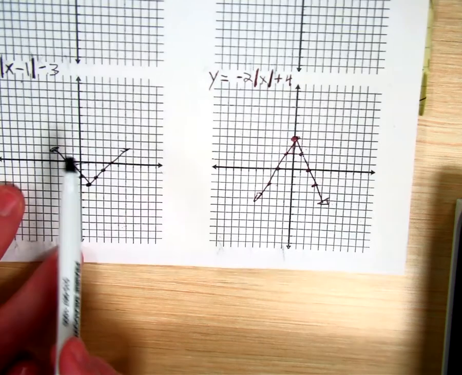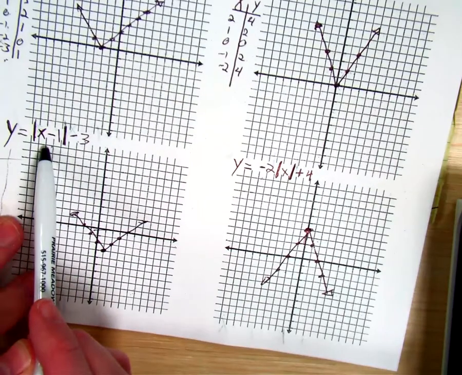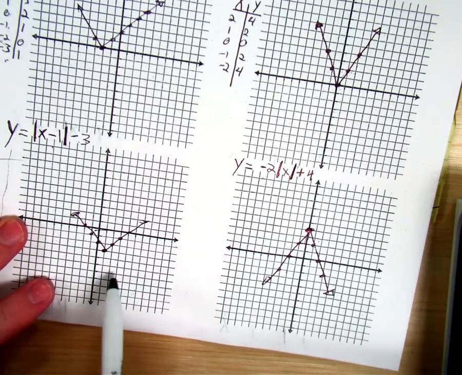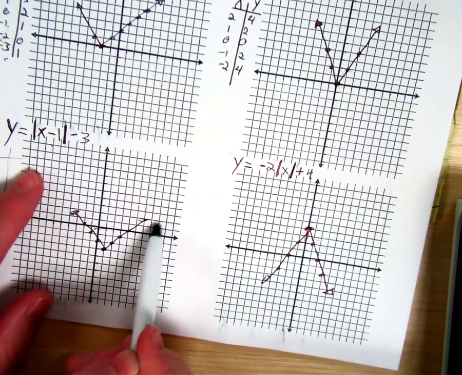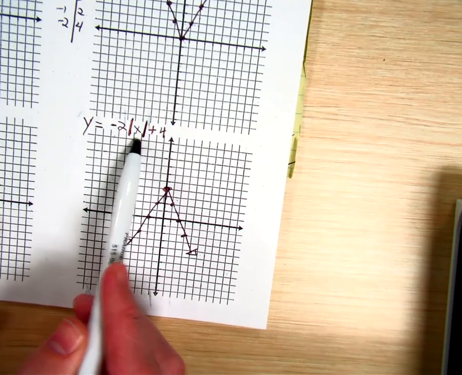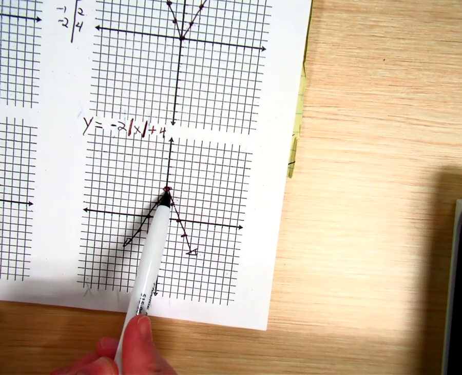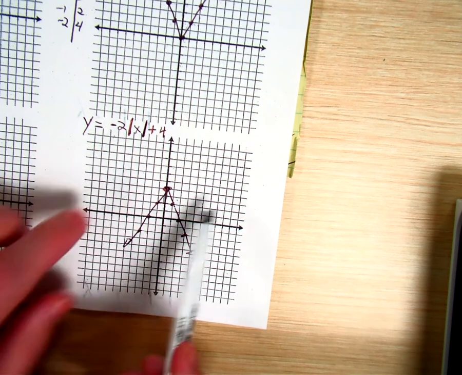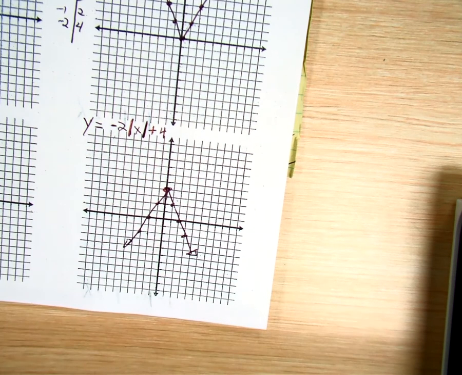Oh, this is going to go right 1, down 3. There's my starting point, and now I just make my V, up 1, out 1. Oh, I don't move left and right at all. I do go up 4. There's my starting point. Negative 2 multiplier, boom, boom, boom, boom, boom. That's what we want to try to get to.